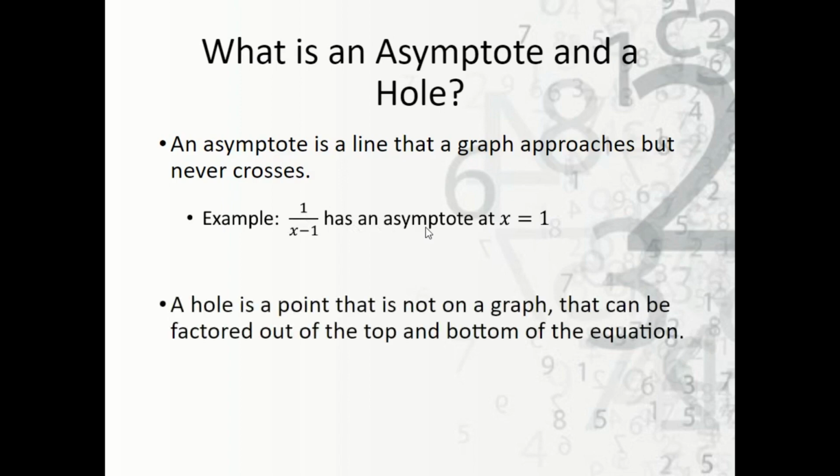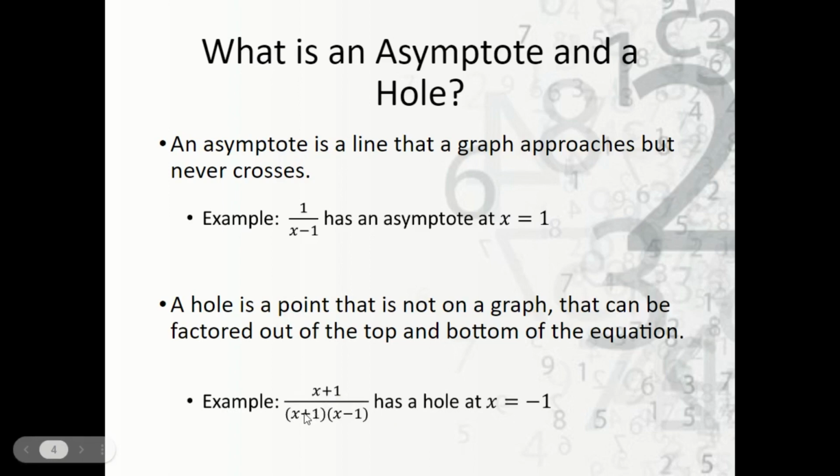Now, a hole is a point that is not on the graph, and because it can be factored out of both the top and bottom. So it's where the graph continues on and then stops for a second and then continues on after that. So an example of this would be x plus 1 over x plus 1 times x minus 1. And we'd say it has a hole at x equals -1, because this can be factored out of both the top and bottom. And then we would solve that for x, and we get x equals -1.